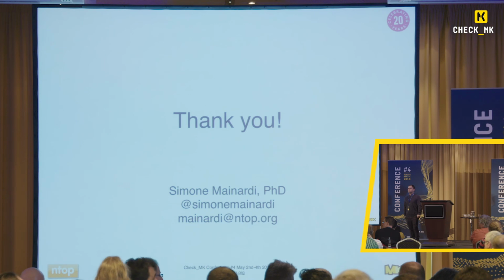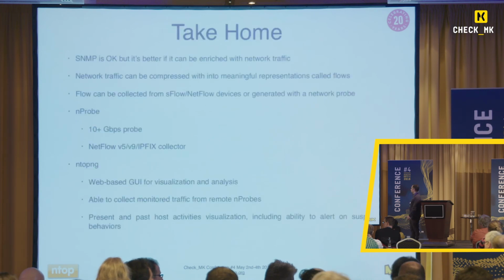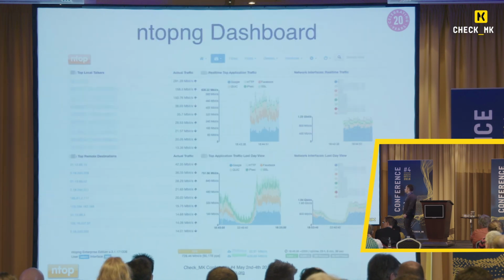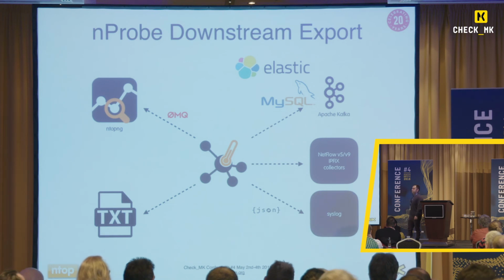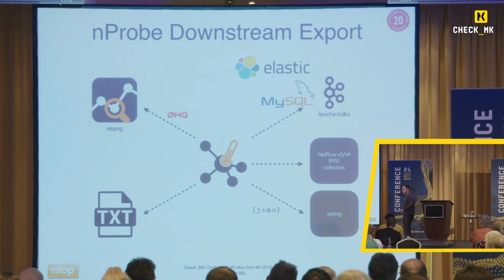When you send your stuff to Elasticsearch anyway, what's the advantage instead of using Packetbeat? Packetbeat reaches much lower speeds. Yeah, it has a much lower throughput. Anyway, that's a good question. Yeah, it's a matter of throughput.